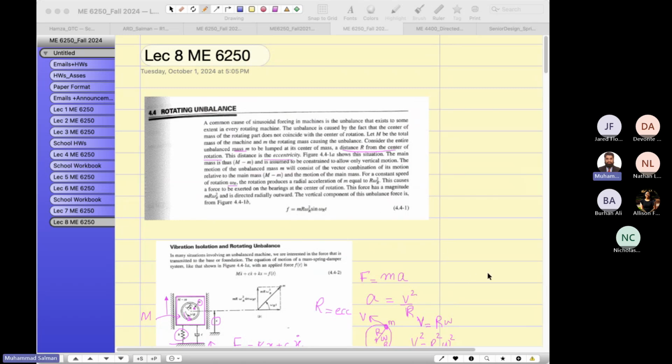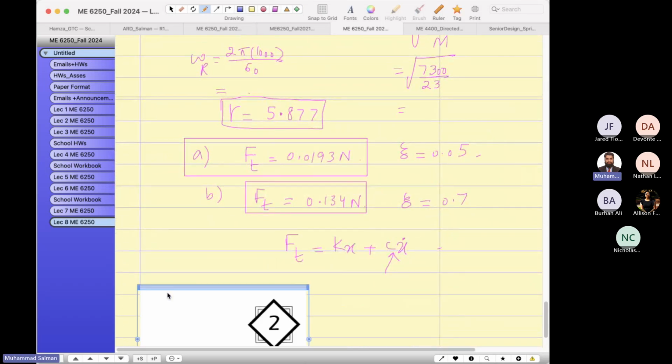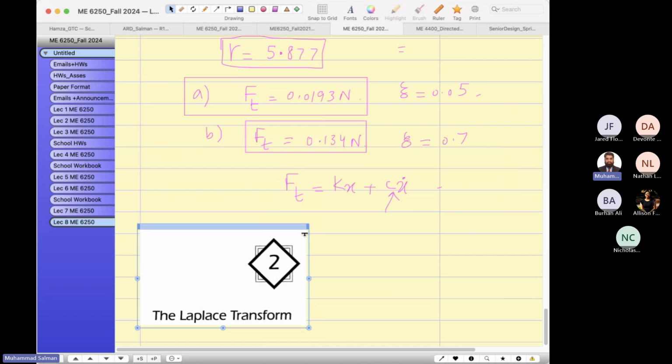The next chapter is more about the Laplace transformation. So I have shared with you the notes for the Laplace transformation. So let me share with you. And I'm going to cover this from another book. It is how to find out the forced response. So I uploaded these notes. Can you find these notes on your D2L?